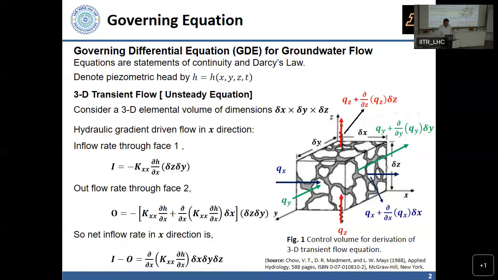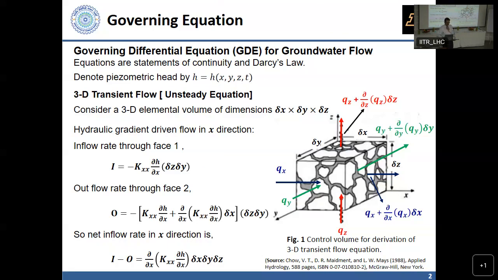So in this particular slide, we are looking at a block of soil. It has size of delta x, delta y, delta z, the 3 dimensions along the x, y, z coordinates. And we will define the piezometric head at this location. We will use small h to denote the total piezometric head. So it can be a function of x, y, and z, the 3 spatial dimensions, and also time.